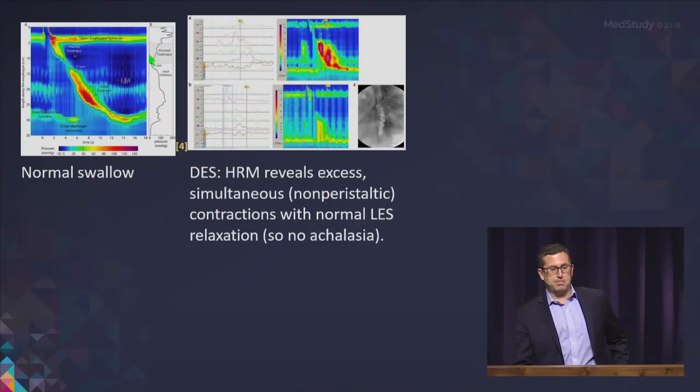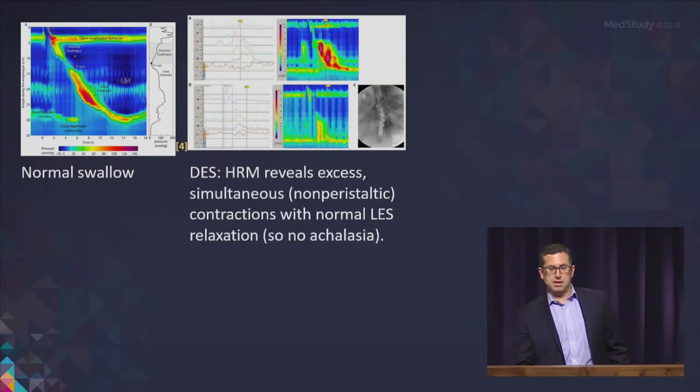So here is an example of a normal swallow. So this is the upper esophageal sphincter here. So when you swallow, it relaxes, and so it's blue. Remember I said before that blue is low pressure. And then you could see over time, the contraction is going down the length of the esophagus. So the length here is on the y-axis.